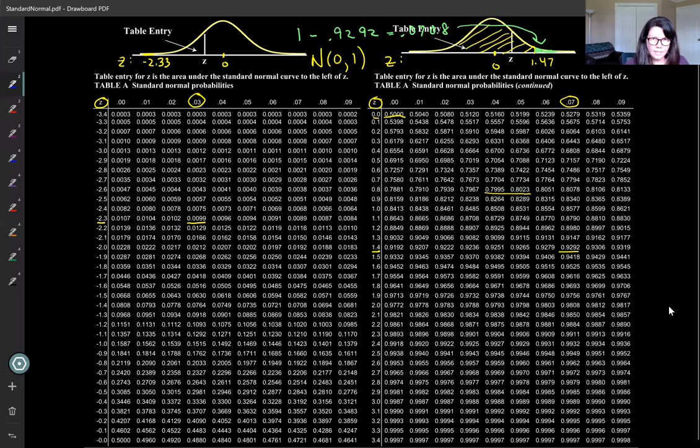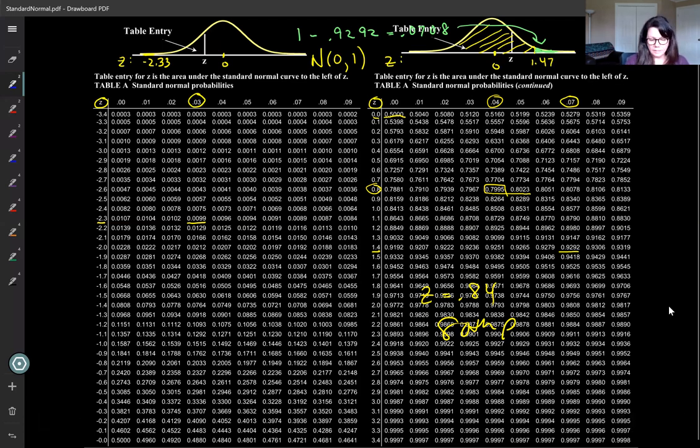So we want the 80th percentile. So we want the cumulative area. So this first one would probably be closest to 0.80. And that corresponds to a z-score of 0.84. So z equals 0.84 would be the 80th percentile of the standard normal distribution. Okay, so that's another way.